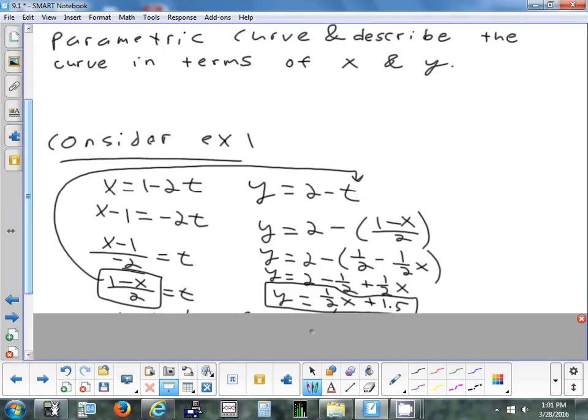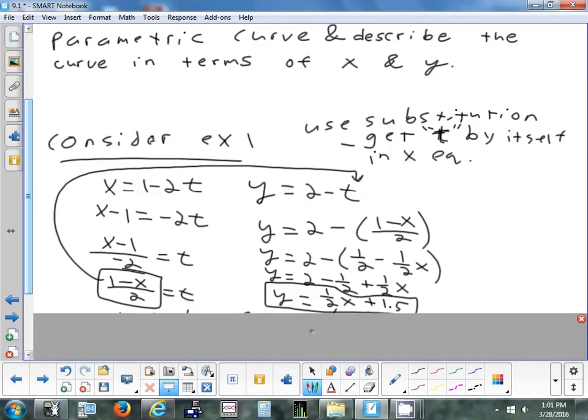So the idea here is to use substitution. Get t by itself in the x equation. That's supposed to be a t. Get t by itself in the x equation. Then plug the result into the y equation. Okay, so that's what we just did.